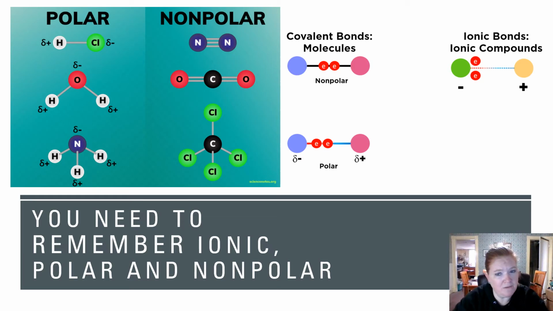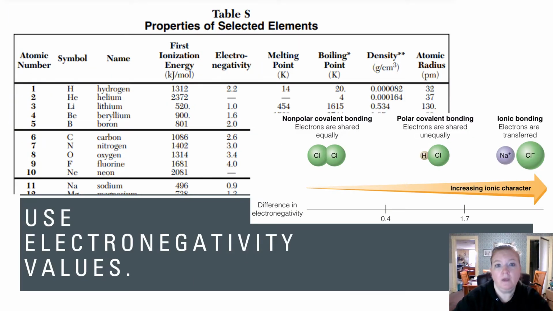So do you remember how to figure out what kind of bond it is, whether it's ionic, polar, or nonpolar? Remember, use electronegativity values. So you find the two elements, Na and Cl, you find their electronegativity values, you subtract them. If it's greater than 1.7, it's ionic. If it's less than about 0.4, it's nonpolar, and in between those, it's polar.